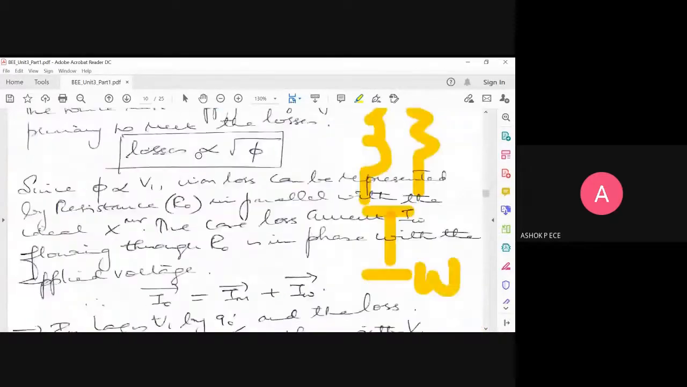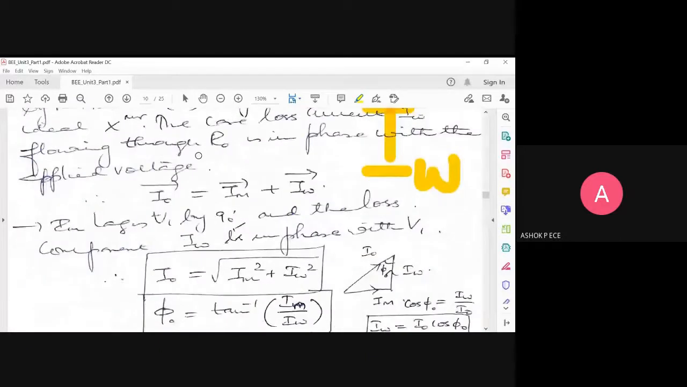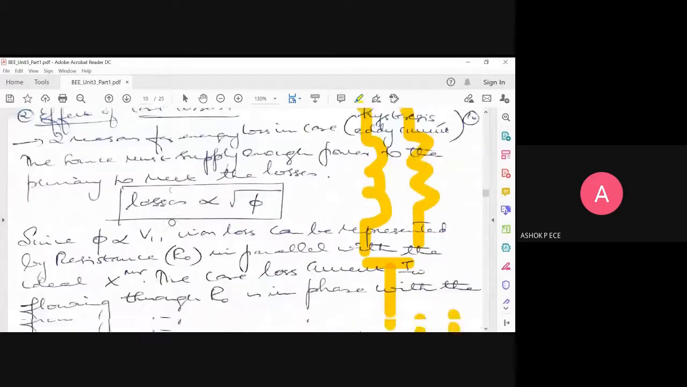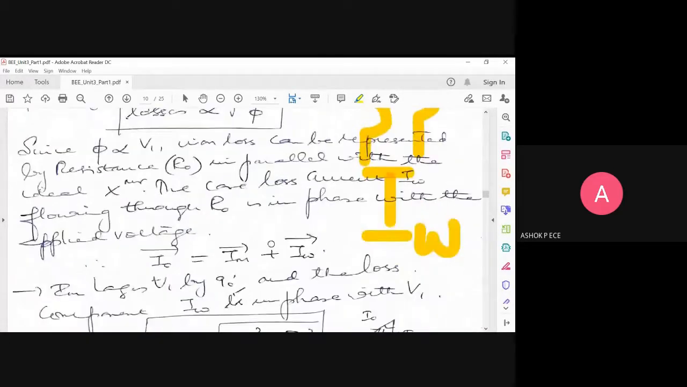Okay, so two currents we have seen, and whenever current is flowing through a resistor, the current is going to be in phase. So this core loss current is going to be in phase with the applied voltage, and the magnetizing current is going to be lagging the voltage by 90 degrees. So the two currents we have seen are not the same. One is flowing through an inductor, one is flowing through a resistor, and you should apply the properties of inductor and resistor.